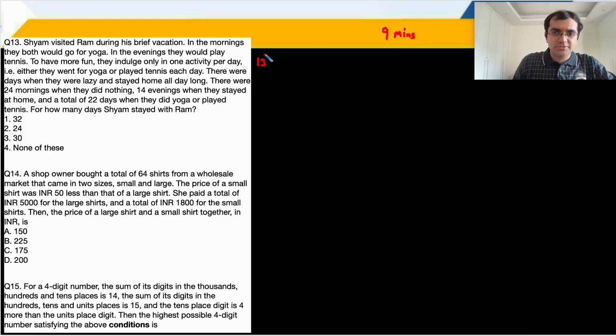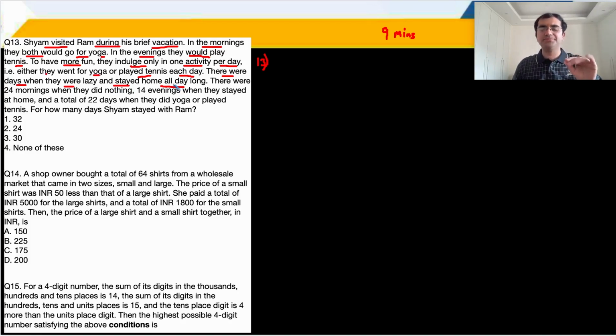So now we start with question number 13. Shyam visited Ram during his brief vacation. In the mornings, they both would go for yoga. Evenings, they would play tennis. To have more fun, they indulge only in one activity per day: either yoga or tennis. And there were days when they were lazy and they stayed at home all day long. That means either the full day they did nothing or they did one activity. They did not do both the activities.